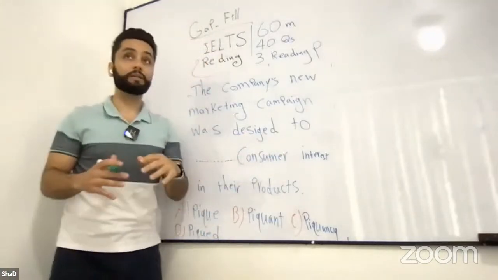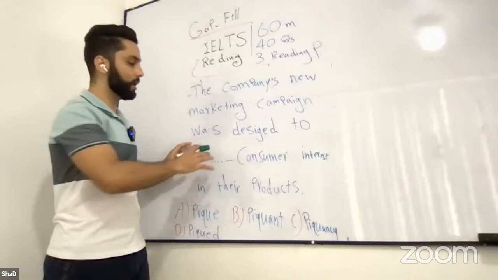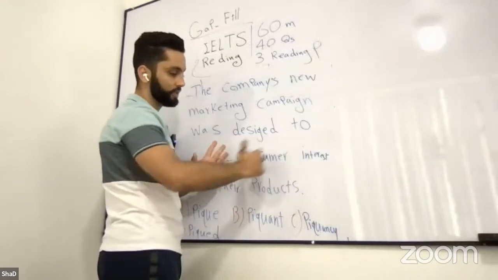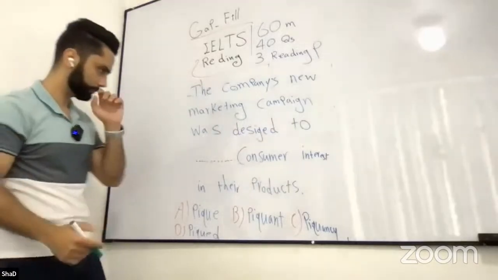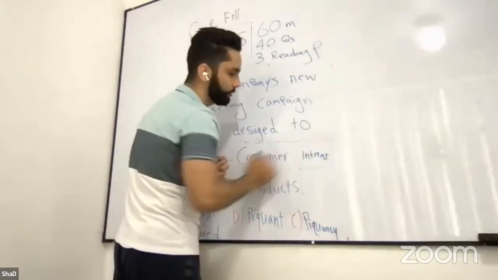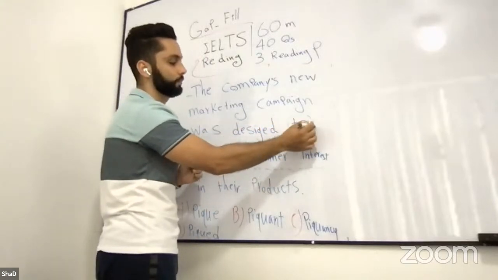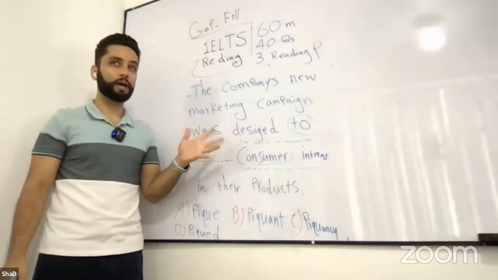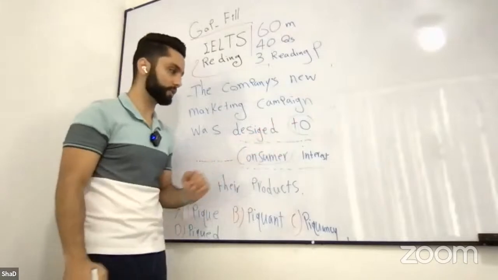Okay, the first thing that's important here is you have to look at around the gap. Okay, so what does it mean? Around the gap means 1 or 2 words after the gap and 1 or 2 words before the gap. So in this case, designed to, consumer interest, specifically the word that comes before and after. So specifically to and consumer, okay? Because they give you an idea of what word is missing inside the gap.